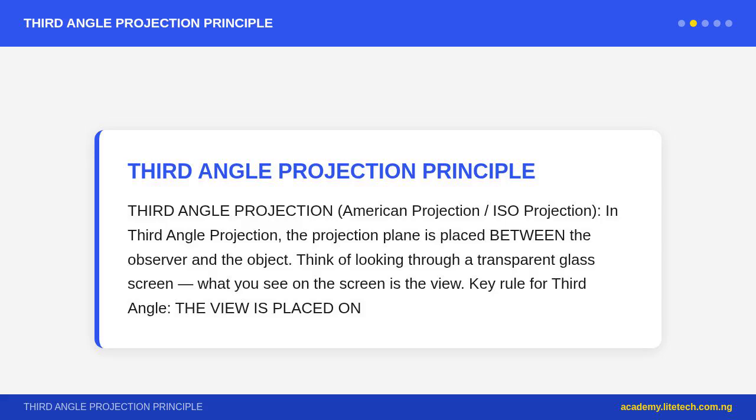WAEC examination note: when asked to draw views in first angle or in third angle, the shape of each view is identical, only the arrangement changes. Always check which system is required and apply the correct layout.